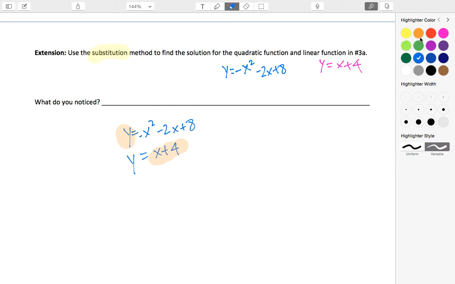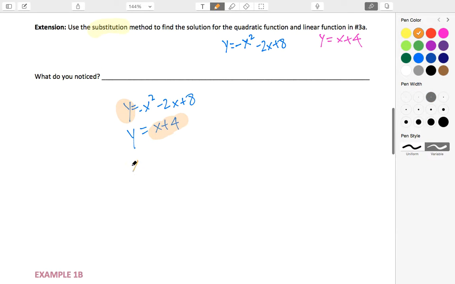Okay, so that's what we're going to do right now. So here I would say that this is x plus 4 is substituted in for the y, which equals negative x squared minus 2x plus 8. And we can go ahead and solve for x, right? So here we want to get one side equal to 0, so I'm going to subtract x on both sides.